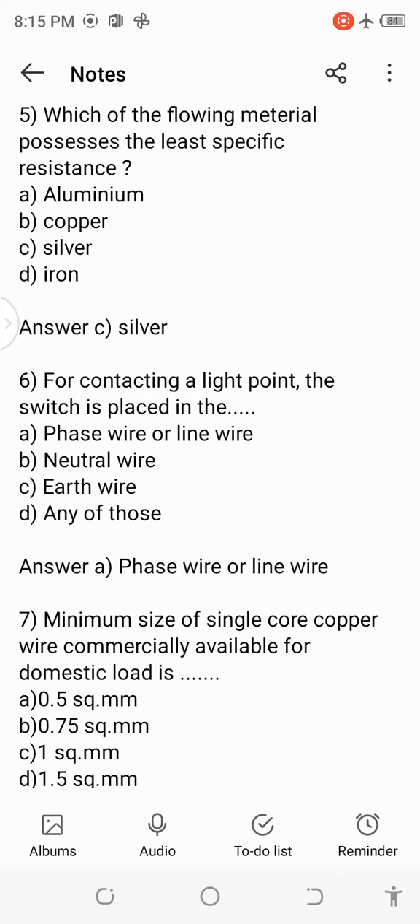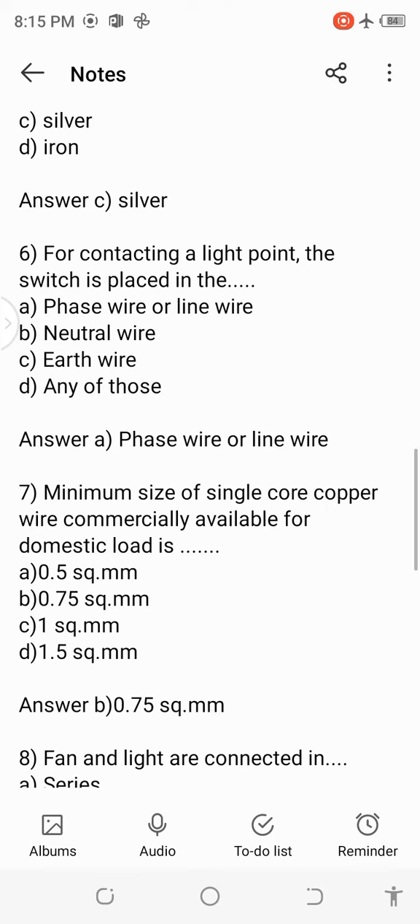6. For controlling a light point, the switch is placed in the A. Phase wire or line wire. B. Neutral wire. C. Earth wire. D. Any of those. Answer A. Phase wire or line wire.